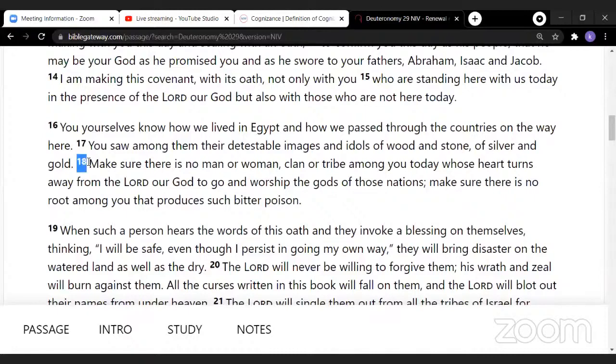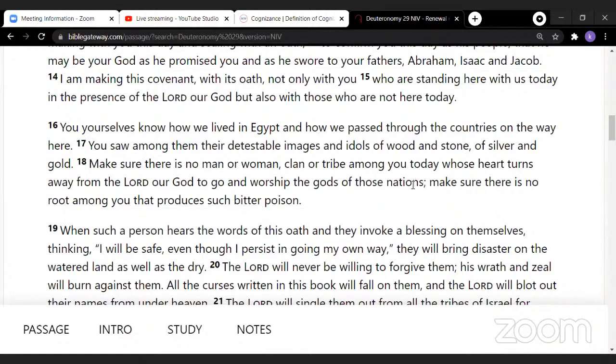Louis, do you want to read it? Sure. Verse 18. Make sure there is no man or woman, clan or tribe among you today whose heart turns away from the Most High, our power, to go and worship the powers of those nations. Make sure there is no root among you that produces such bitter poison. Bitter poison is the curses, right? Skid Row.